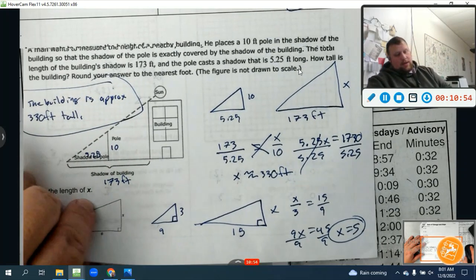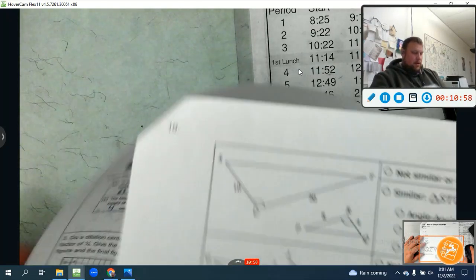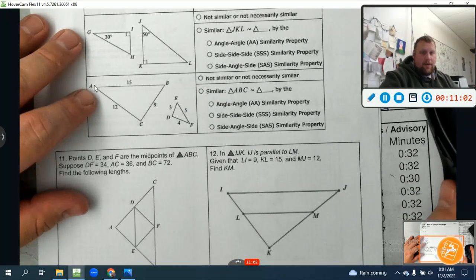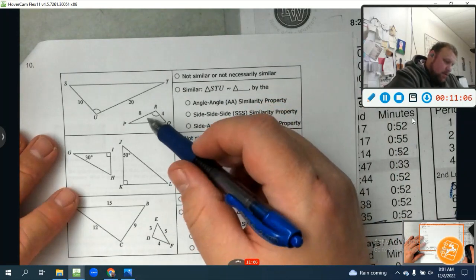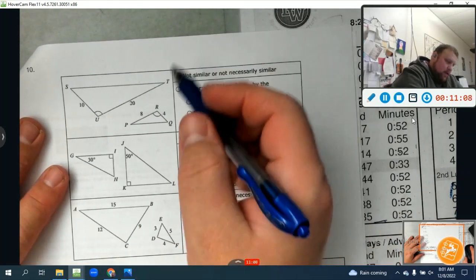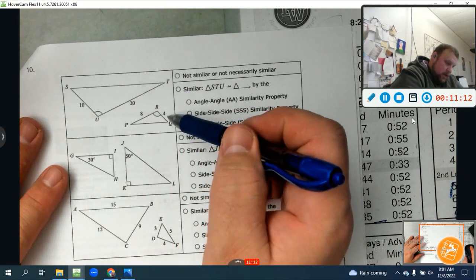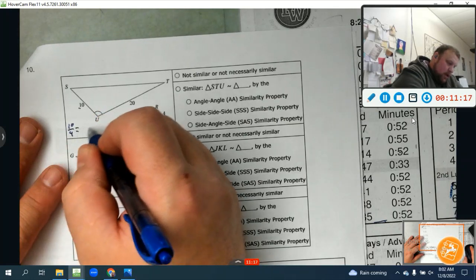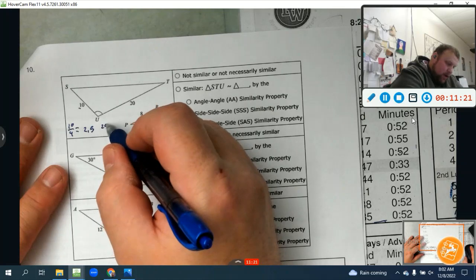And last page, guys. Let's take a look. It's good stuff right here. Talk about similarity here. All right, are these similar? Well, let's find out. I would say the shorter side is 4, so 10 goes with 4, so it's 10 over 4 equals 2.5. And 20 over 8 equals 2.5. And they share an angle in between them. This is similar by side, angle, side.